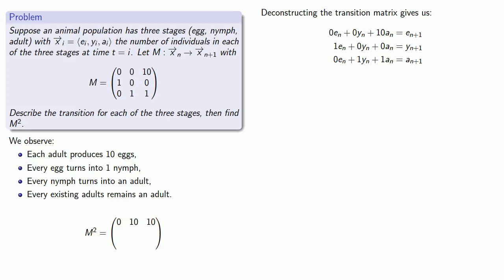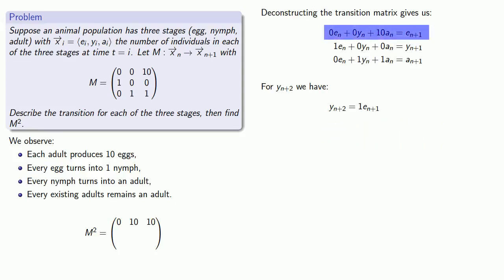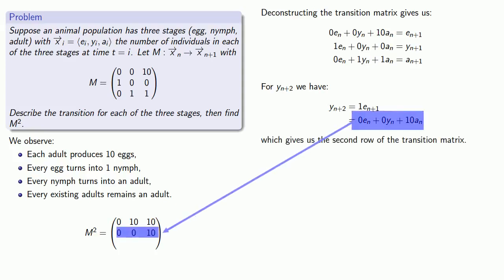What about y_{n+2}? Well, I know the number of nymphs is equal to the number of eggs in the previous time interval, so I know that y_{n+2} is equal to 1 e_{n+1}, and I know what e_{n+1} looks like. It's 10 times the number of adults in the stage before that. And so now I have y_{n+2} in terms of the number of eggs, nymphs, and adults at time n, and that's going to give me the second row of the transition matrix.